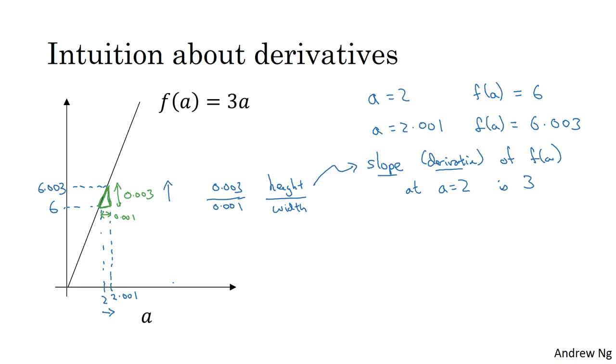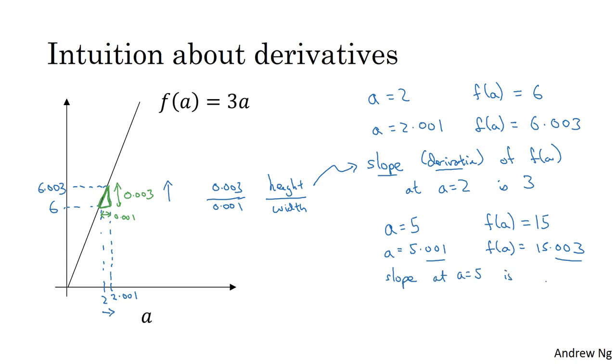Now let's look at this function at a different point. Let's say that a is now equal to 5. In that case, f of a, 3 times a, is equal to 15. So let's say I again give a nudge to the right. A tiny little nudge, so it's now bumped up to 5.001. f of a is 3 times that, so f of a is equal to 15.003. And so once again, when I nudge a to the right by 0.001, f of a goes up 3 times as much. So the slope, again, at a equals 5 is also 3.